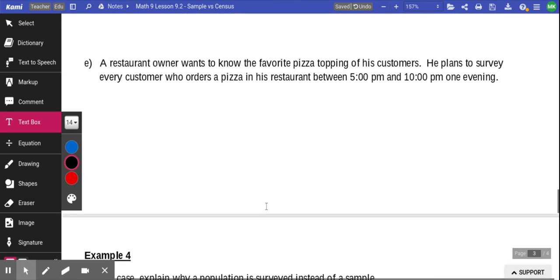Awesome. E, a restaurant owner wants to know the favorite pizza topping of his customers. He plans to survey every customer who orders a pizza in his restaurant between 5 p.m. and 10 p.m. one evening.